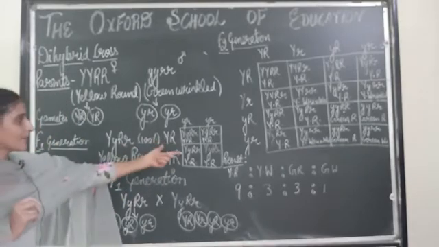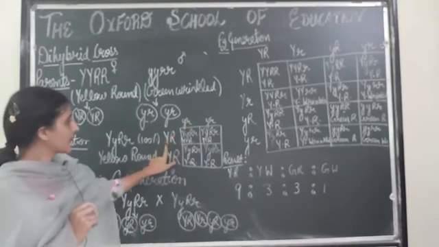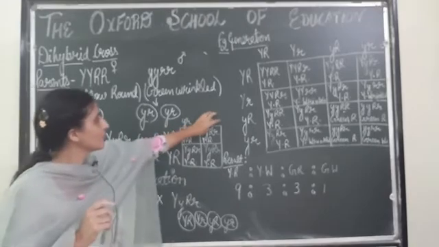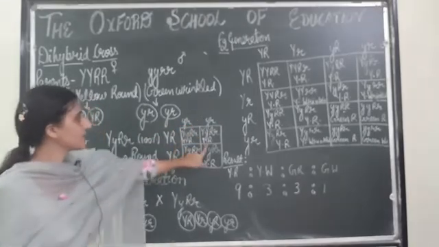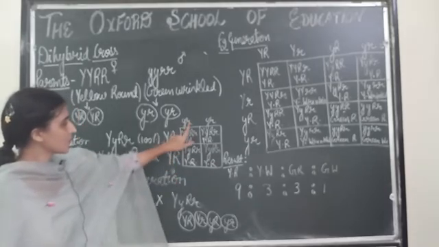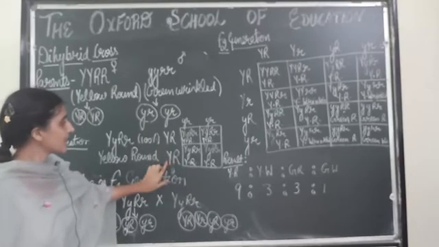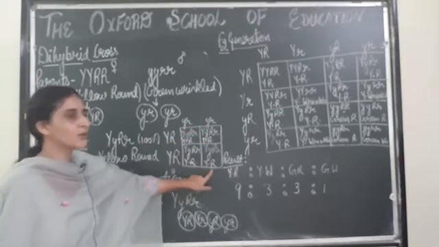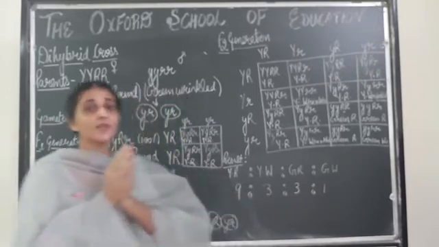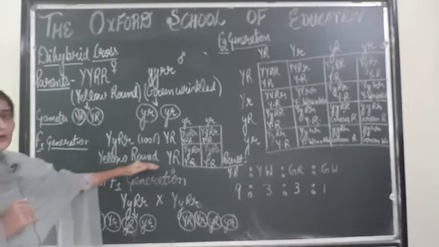You may take an example, like if this fuses with this gamete, again the result will be yellow round. If this gamete fuses with this one, again the result will be yellow round. So that means in the first generation, 100% of the plants produced are yellow round.